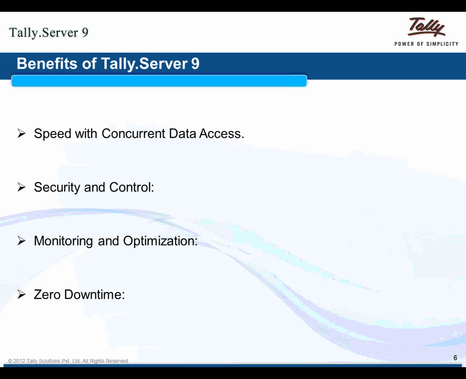If you have 10 computers, out of which the ninth computer causes any problem, currently all the 10 users have to quit from Tally. They need to restart Tally. So from Server 9 onwards, we call it zero downtime. Due to hardware intervention, if the ninth computer is not working, others on the network can perform their activity in Tally, accessing data through the Tally Server 9 engine. These are all the major benefits of using Tally Server 9.